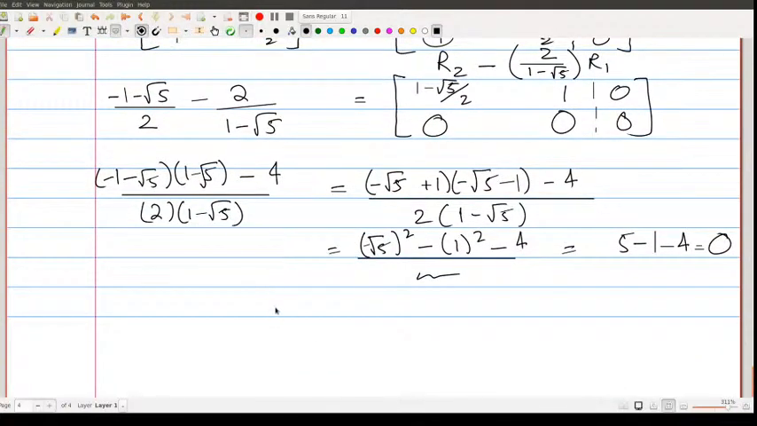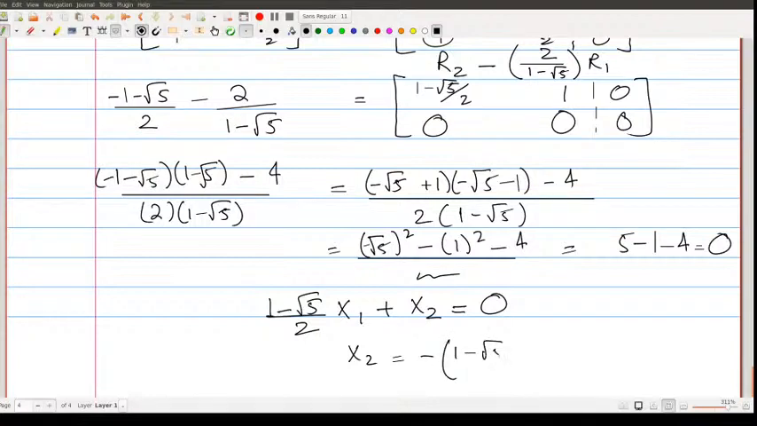The first row is telling me that (1 minus square root 5)/2 x1 plus x2 is equal to 0, which means I can write this as x2 is equal to negative (1 minus square root 5)/2 x1, right? Yeah, that seems correct. Or let's do it in terms of x1. So I have negative x2 here.